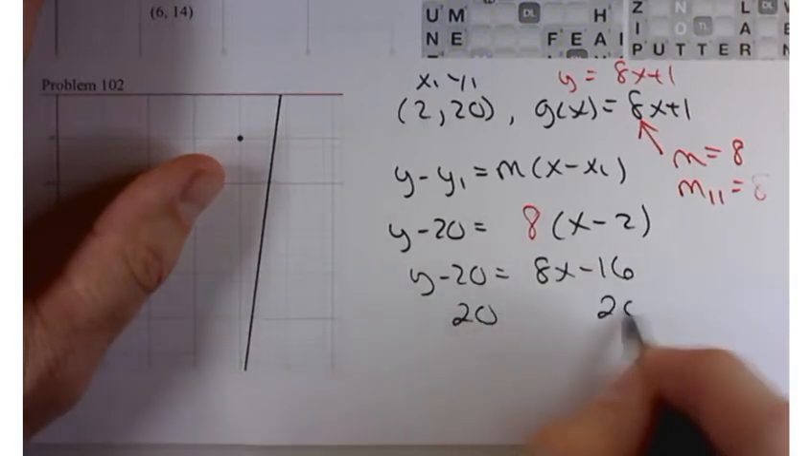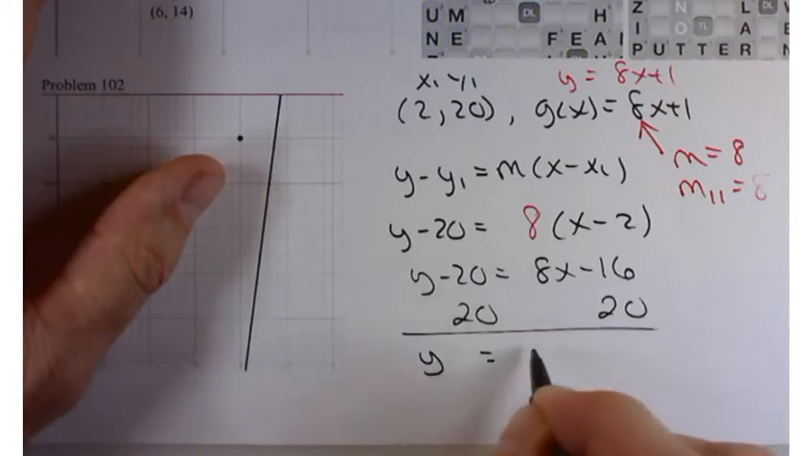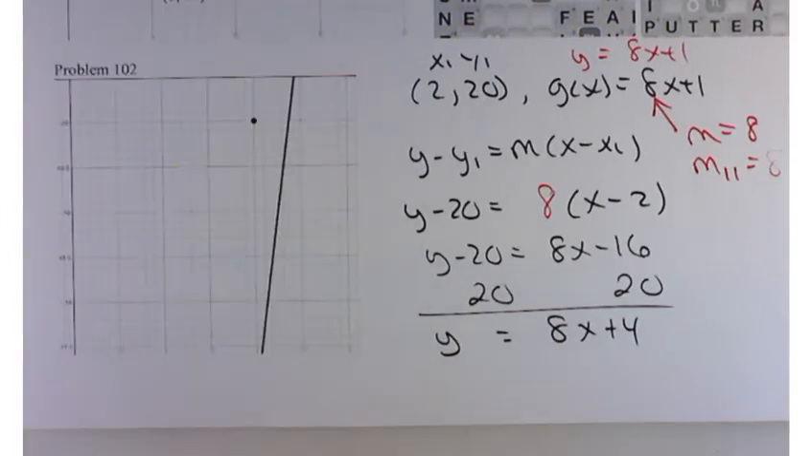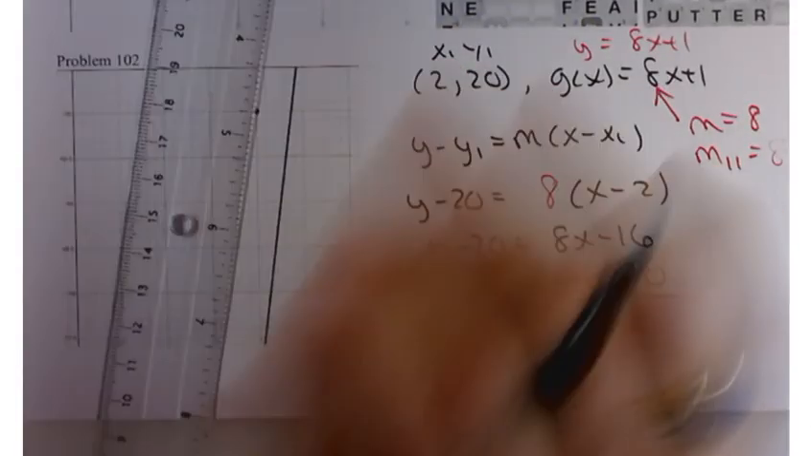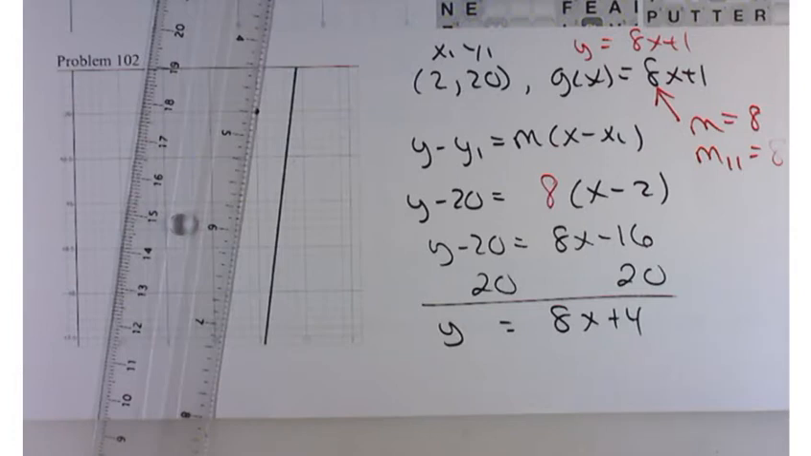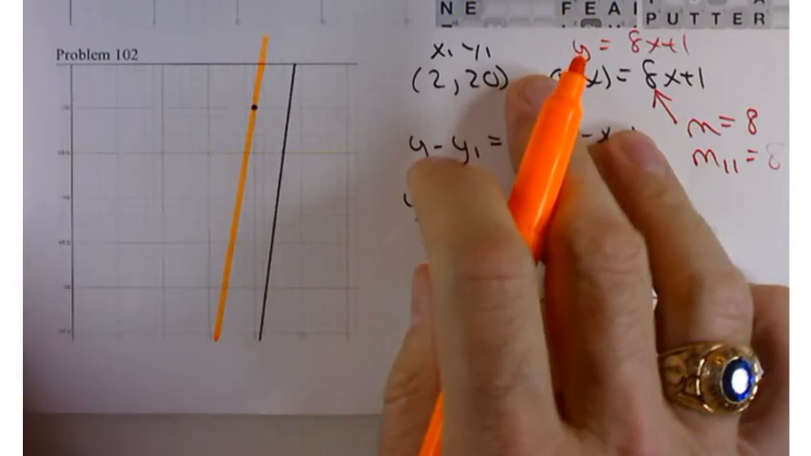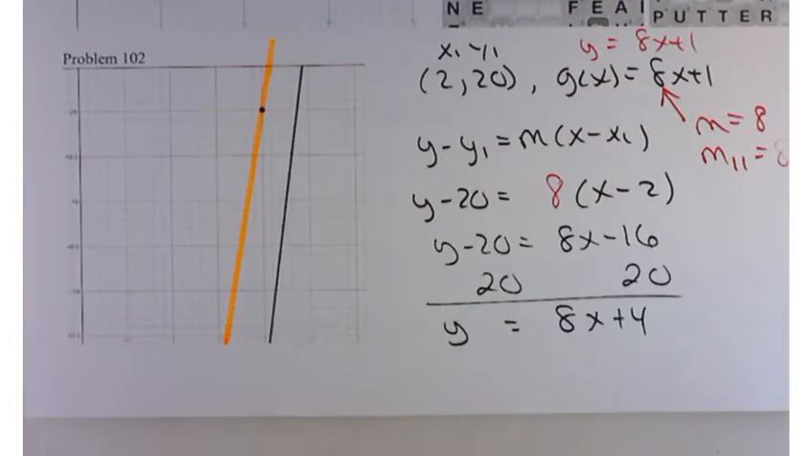If I add 20 to both sides, y = 8x + 4. Nice. Now, how can I prove to myself that I got it right? I could graph it, but that might be more work than I want. There's two things you would have to check. One, you have to check that it's parallel, and two, you have to check that it goes through this point.